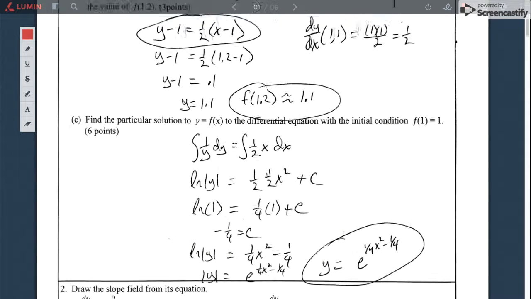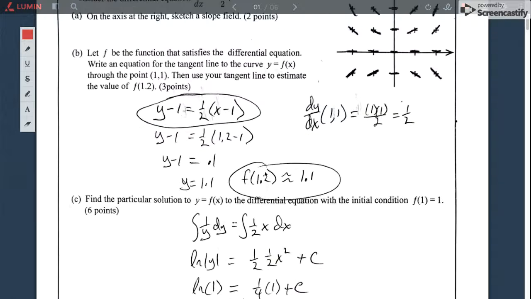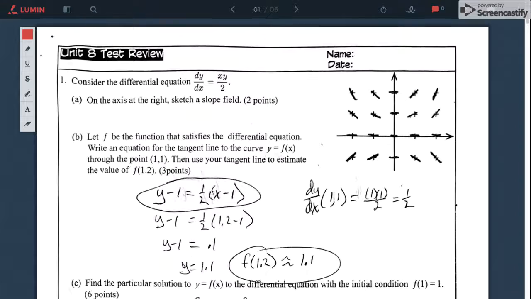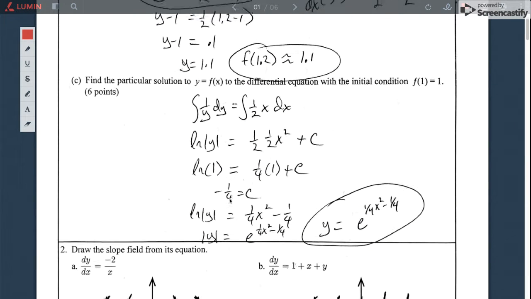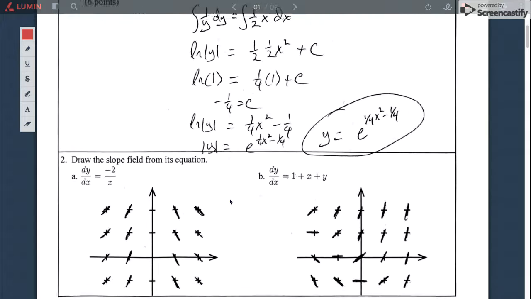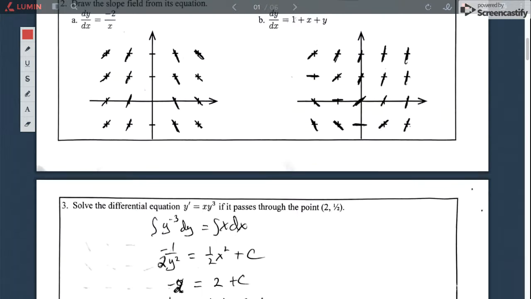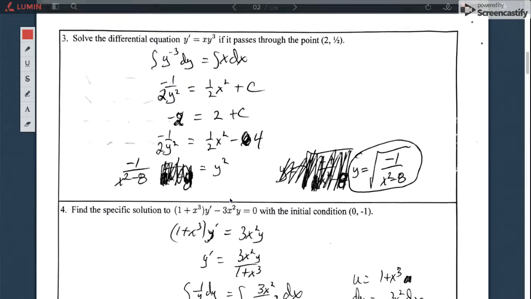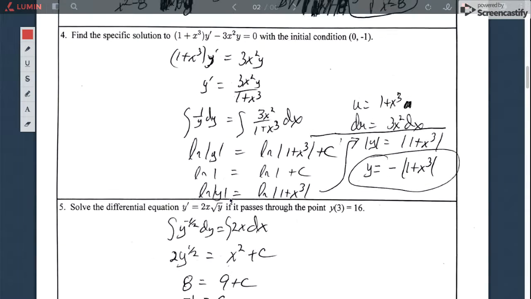All right, then we find the particular solution. So we are separating and integrating. So we need to divide by the y, and we have the 1/2. And I think we did this one in class. So I'm moving on from that one. 2 and 3, or 2 part A and B, some more slope fields. Moving on from that, we did 3 in class. I don't believe we did 4.